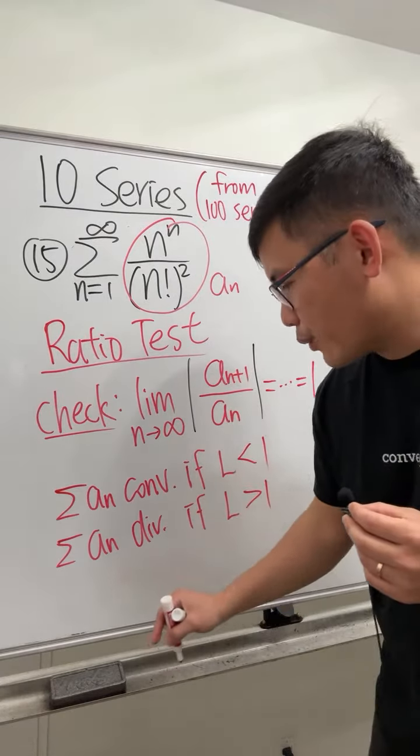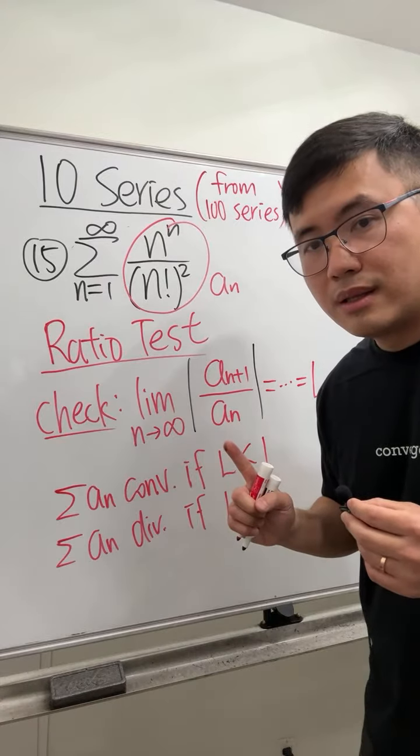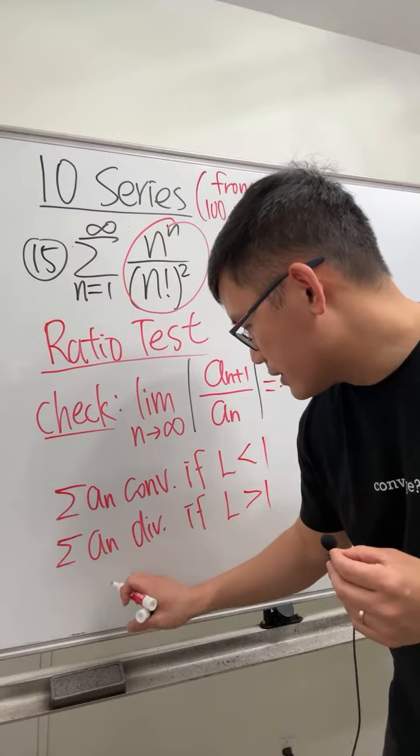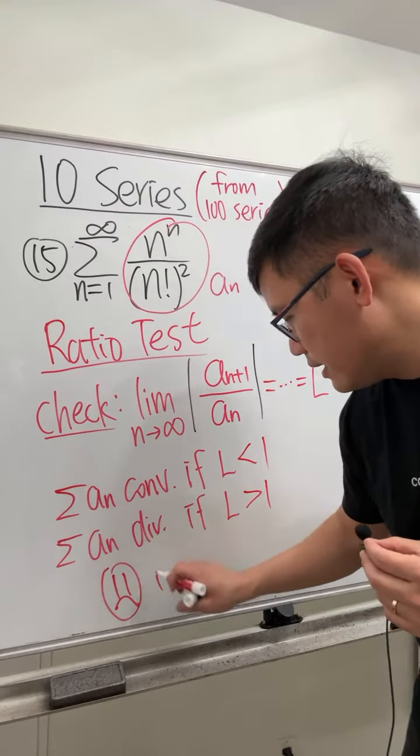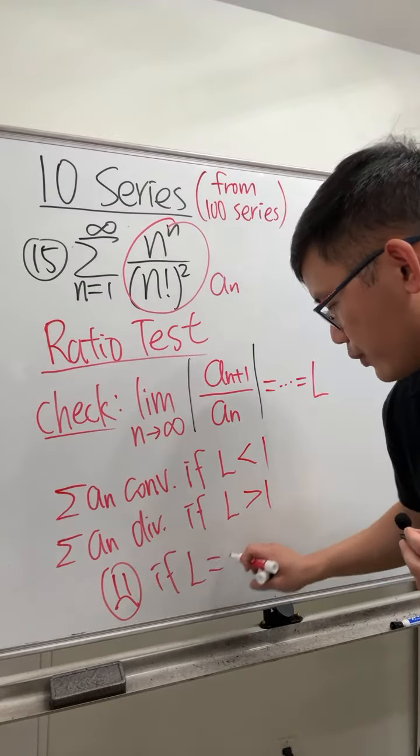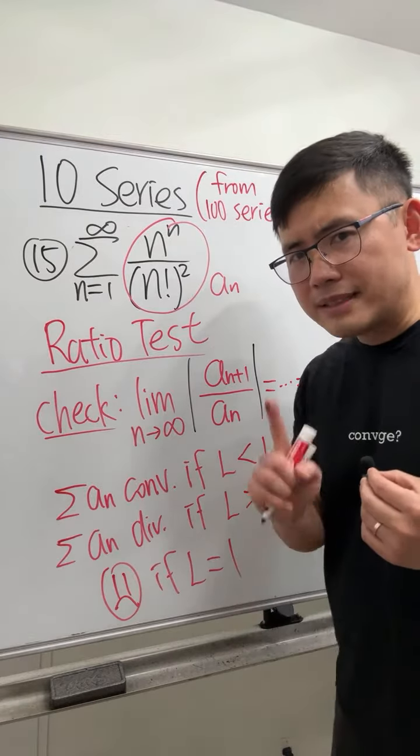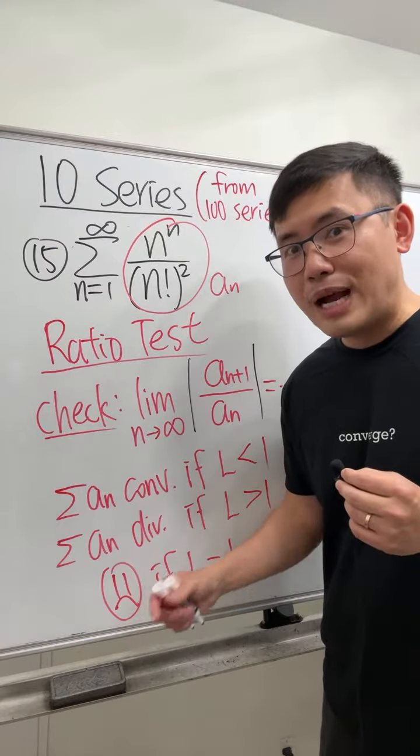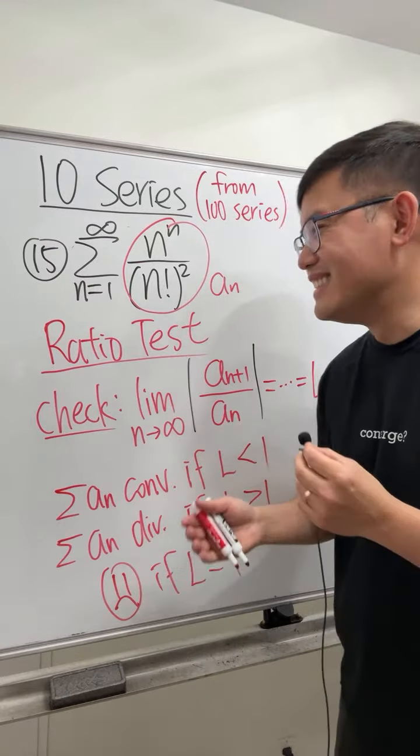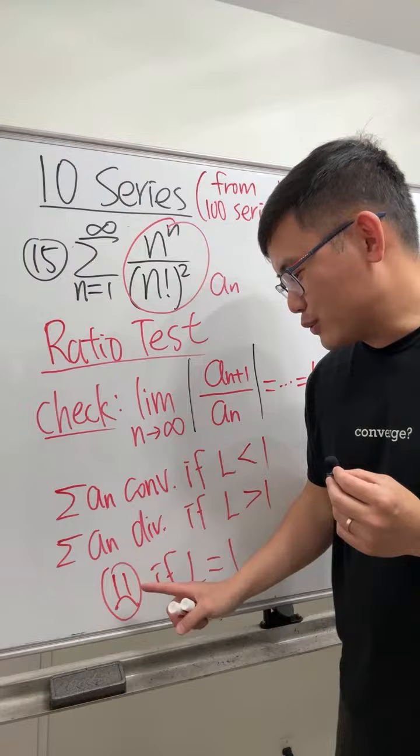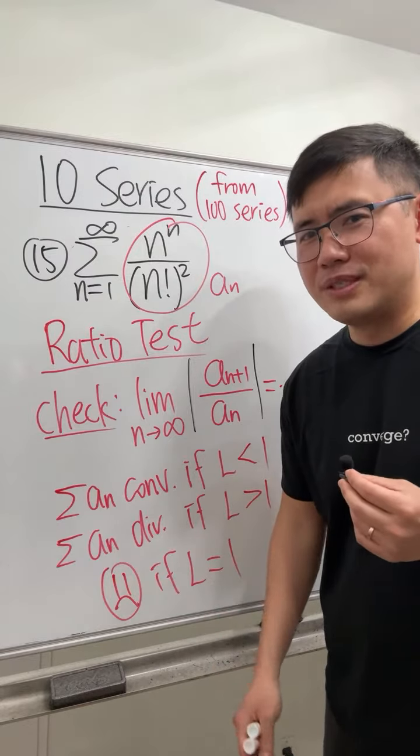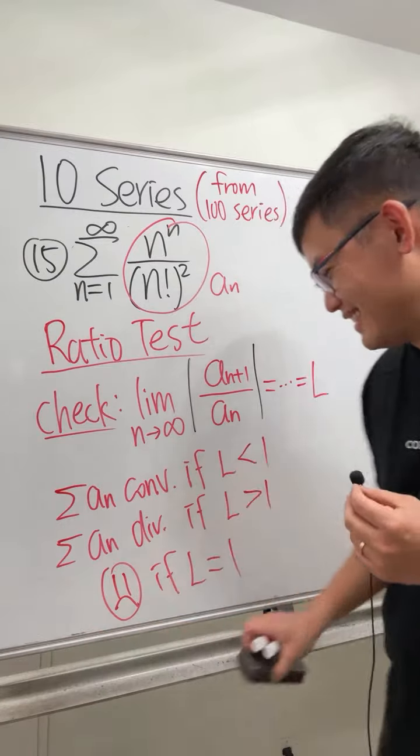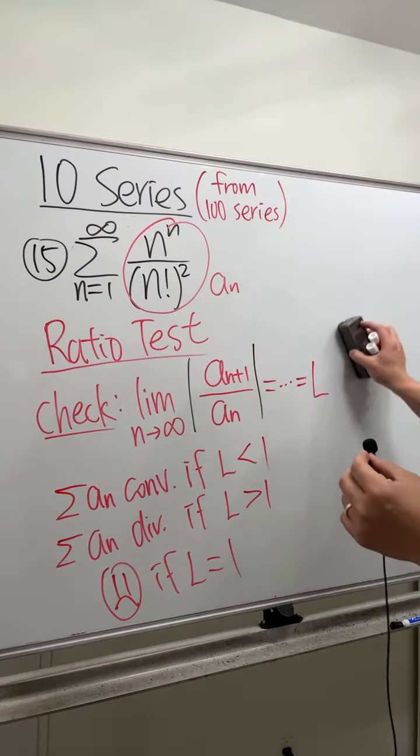However, what if L is equal to 1? Yeah, this right here, just a sad face. But on the test, if you end up with L equal to 1, do not just draw the sad face. You actually have to use another test to work it out. If you draw a sad face, you can never get partial credit or anything. So don't do that. Alright, so I will leave that to you guys.